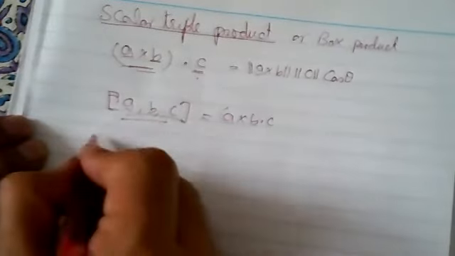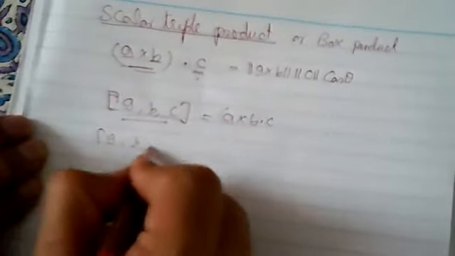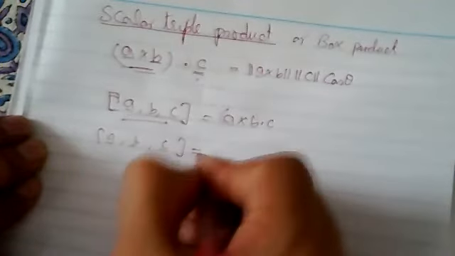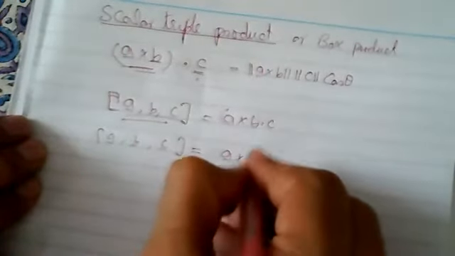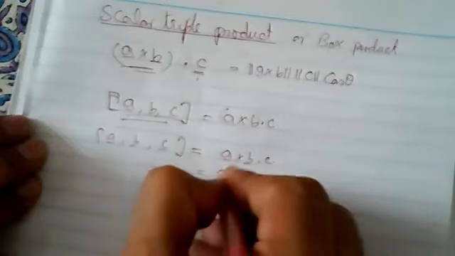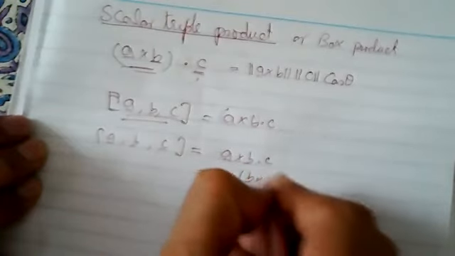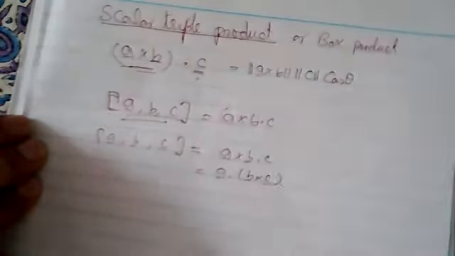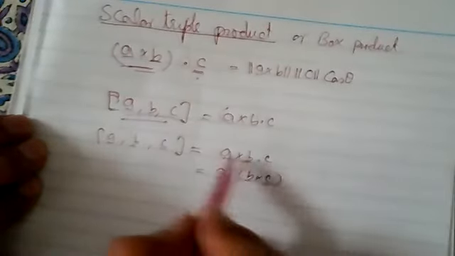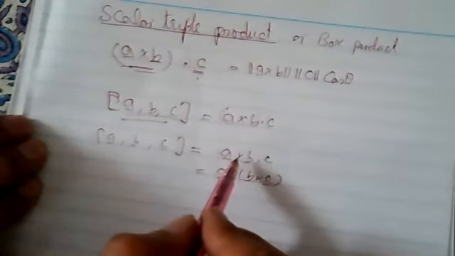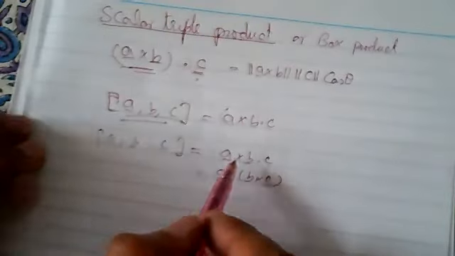Yes, when you have this notation like [A, B, C], then dot and cross are interchangeable. This is one method. You can write A cross B dot C, and fine, you can write A dot B cross C. Both ways are fine, because dot and cross in the scalar triple product are interchangeable. Then there are a few properties. So that is the definition, and this is a property.